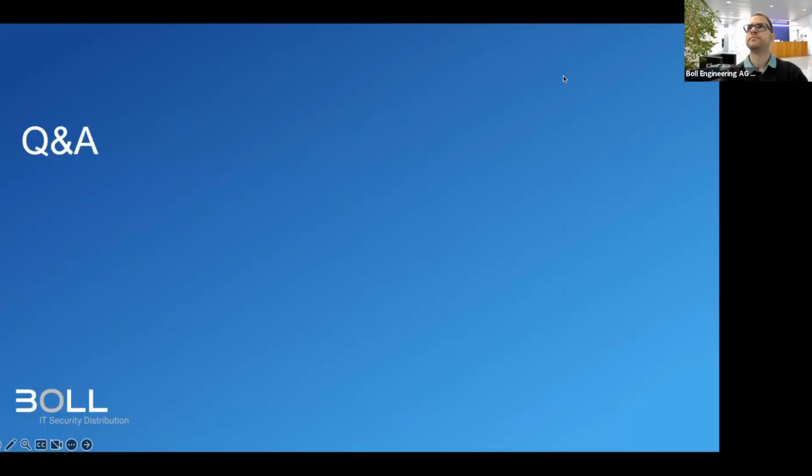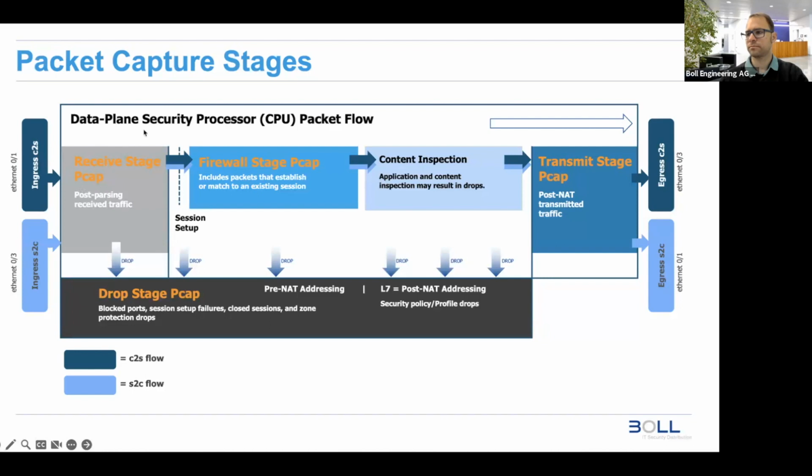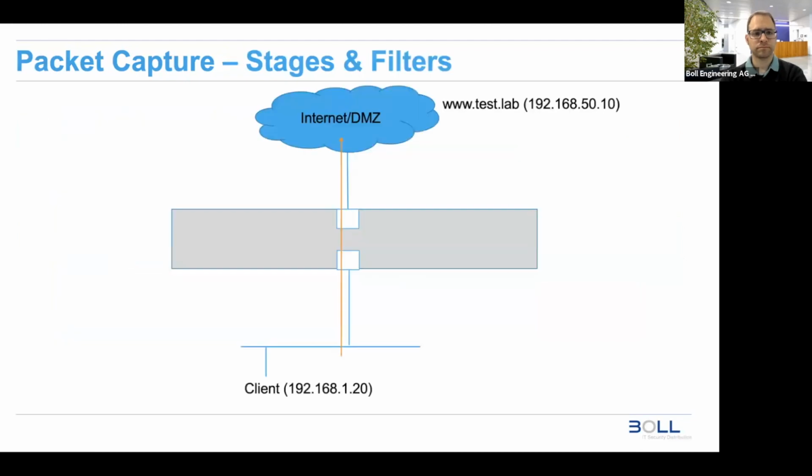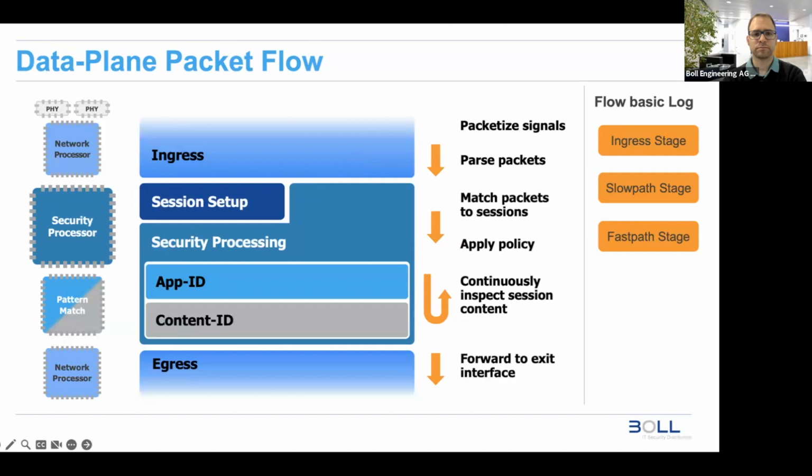So in this example, I said sometimes the receive stage is already dropping packets without sending them into the firewall stage. There are some situations where we see packets in the receive stage and in the drop stage, but not in the firewall stage. I think this is what the question is, and therefore we have to understand what is happening here in the ingress stage, because this is more or less the same as the receive stage.